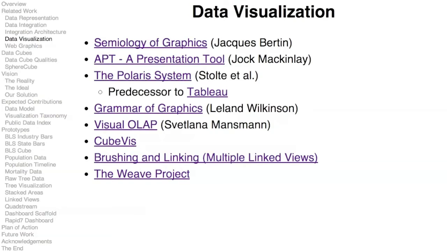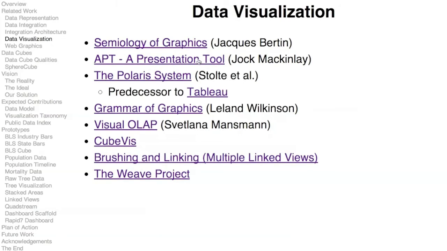Data visualization is a very old, mature field. Semiology of Graphics is one of the seminal works where Jacques Bertin from France figured out what kind of data best maps to what kind of visual representations. So like numeric data, which you can scale, maps well to, for example, size. And categorical data maps well to, for example, color.